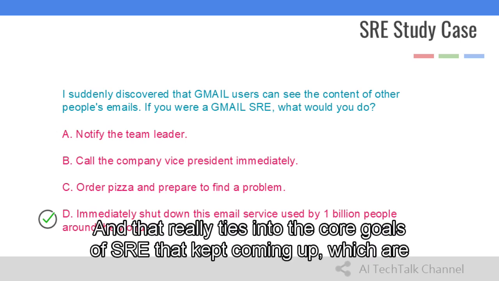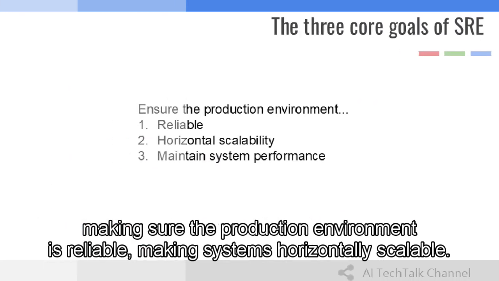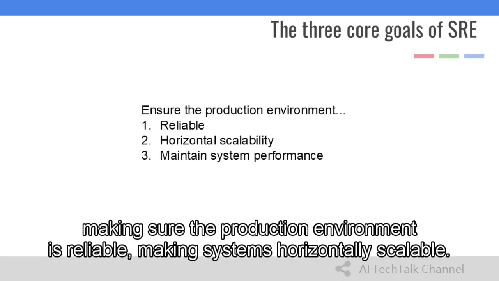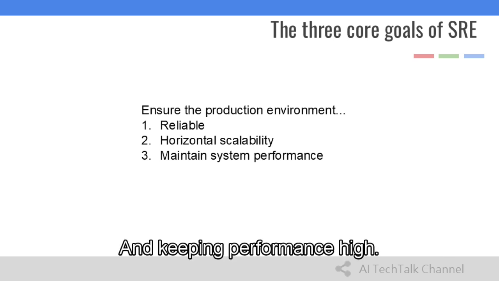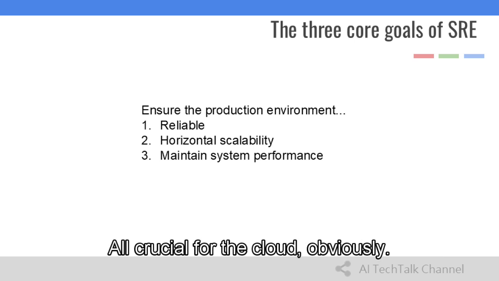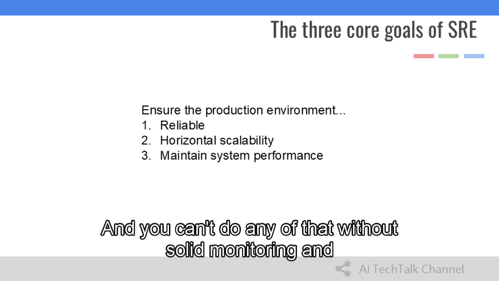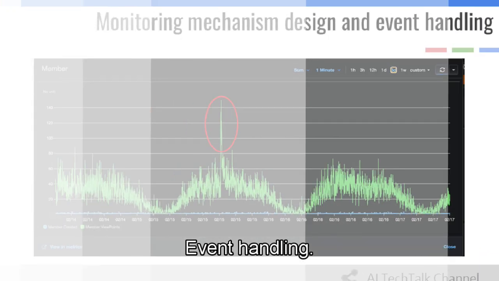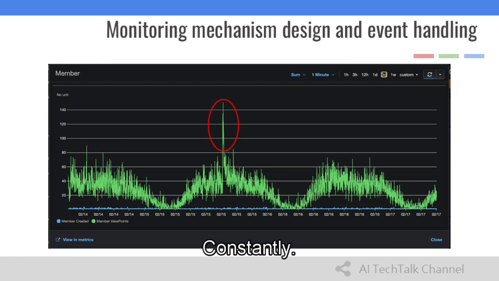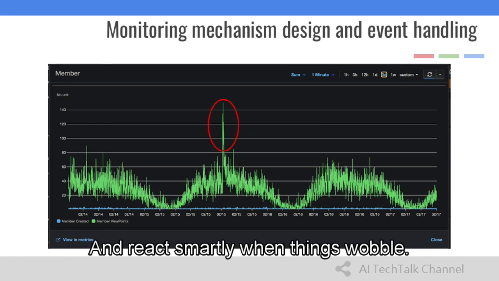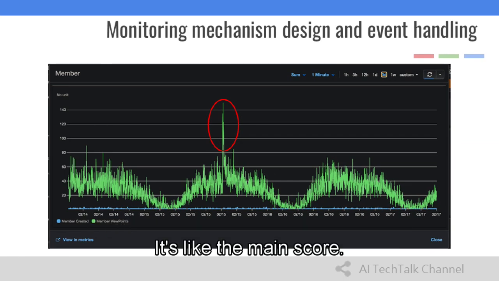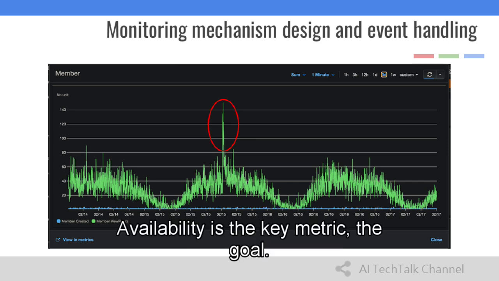Exactly. And that ties into the core goals of SRE that kept coming up. Making sure the production environment is reliable, making systems horizontally scalable so they can grow easily, and keeping performance high, all crucial for the cloud, obviously. And you can't do any of that without solid monitoring and event handling. You need to know what's going on constantly, and react smartly when things wobble. That's where service availability comes in. It's like the main score. Right, availability is the key metric, the goal.